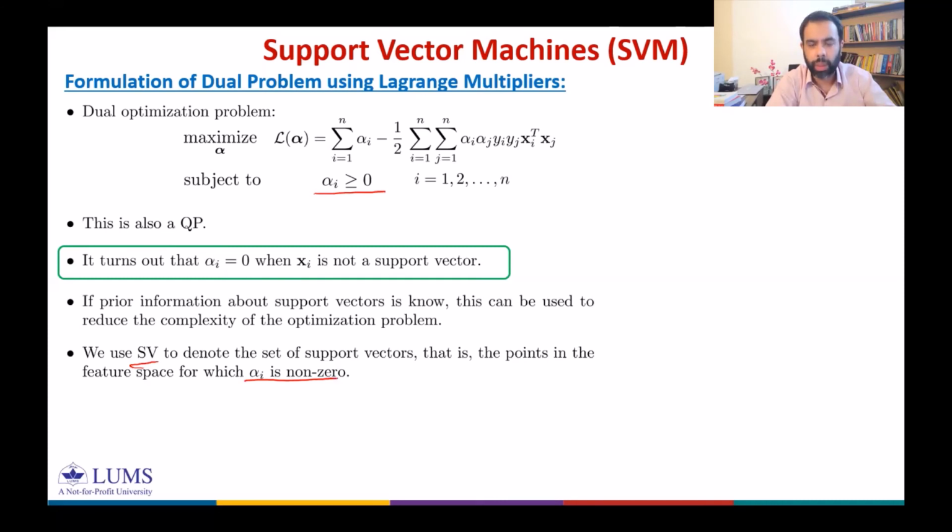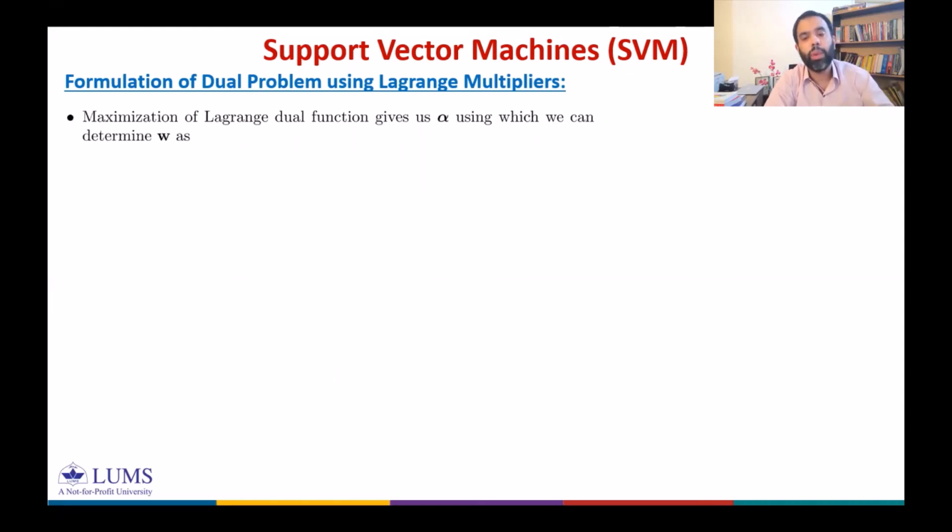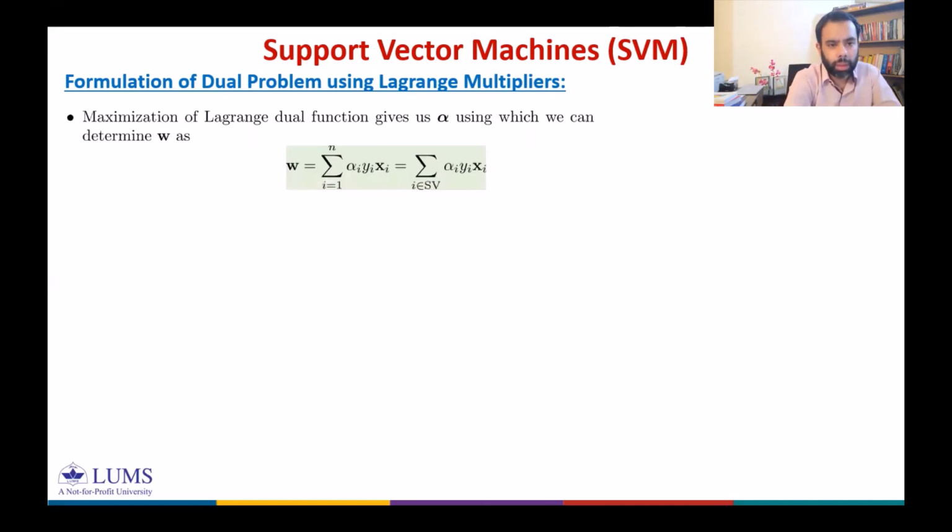Okay. Moving forward. Maximization of the Lagrange dual function gives us alpha, and we know that most of the alphas are 0. Only the alphas that are associated with the support vectors are non-zero. Consequently, I can write W. We had this formulation of W, which we obtained by taking the derivative of the Lagrangian with respect to W equal to 0. And from there, we obtain this expression.